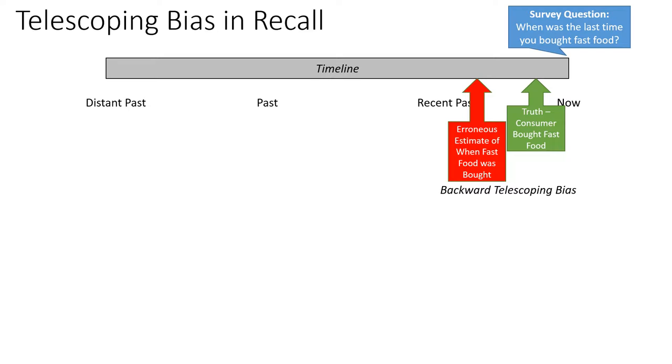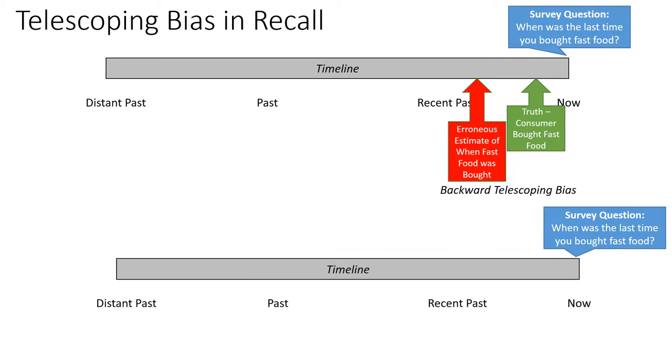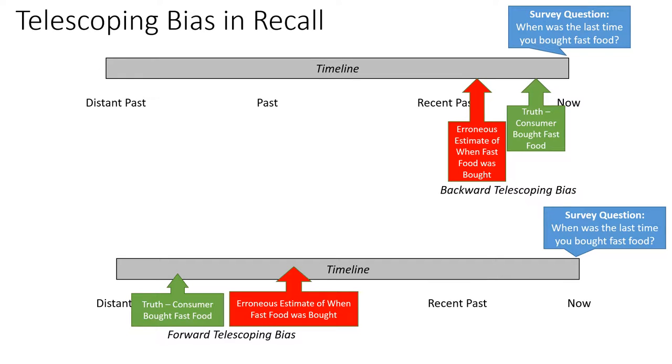Now let's illustrate another form of the telescoping bias. Same exact survey question. When was the last time you bought fast food? Now let's imagine the truth was in the real distant past. What will likely happen is that the estimate of when this actually occurred will be erroneous. In particular, the person will likely guess that this behavior occurred much more recently than it did. This is called a forward telescoping bias.